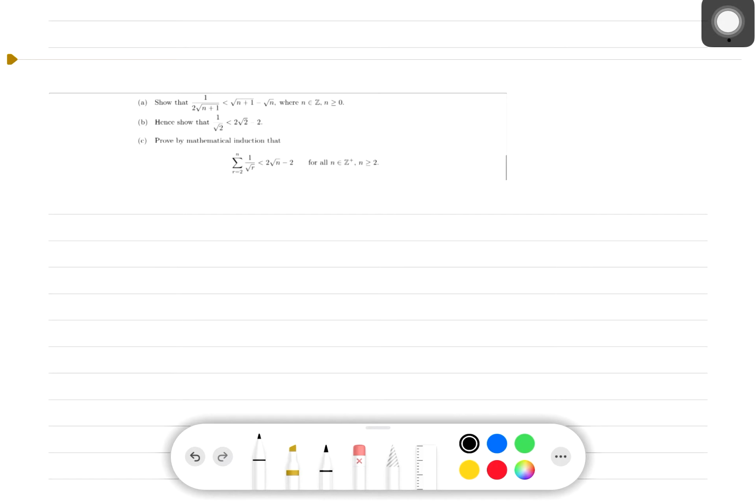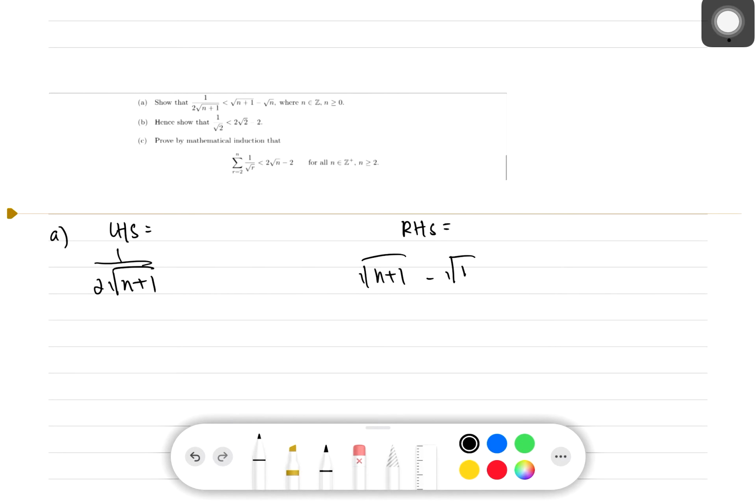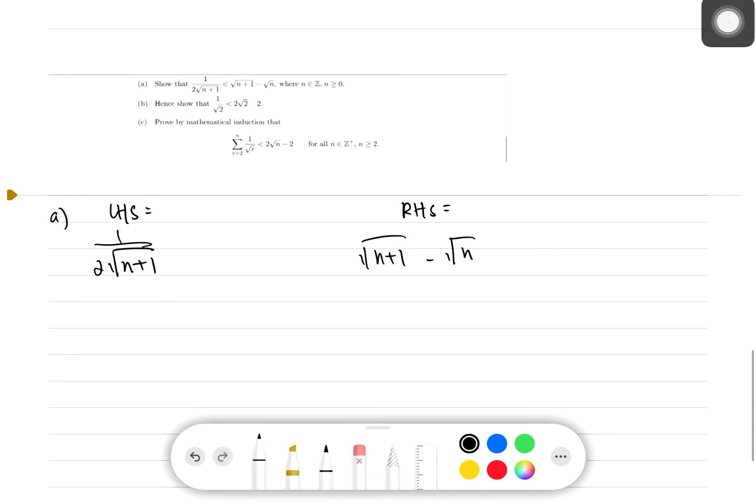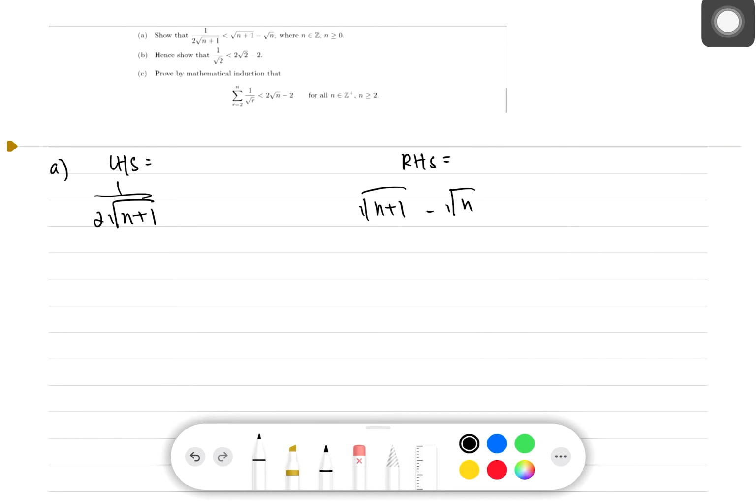There are 3 parts to this question, and for part A, we want to prove that the left-hand side, which is this, is smaller than the right-hand side, which is this. Now, how can we do that? We will first rationalize, or not exactly rationalize, the right-hand side. We will multiply by root n plus 1 plus root n, and we multiply this to this.